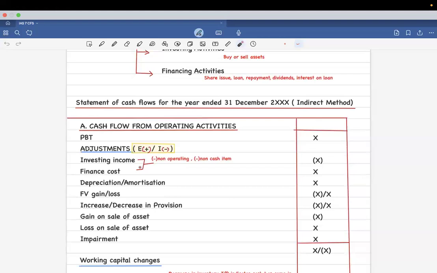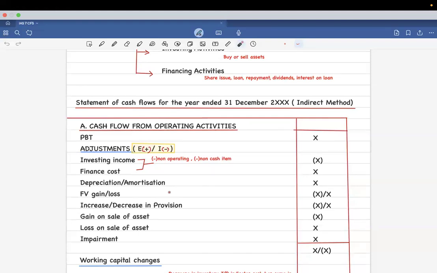Among that, the first one is the investing income. So whatever is earned on the investments, we're going to reverse it. And the second is finance cost, which is also not an operating activity. The next thing that we reverse is the depreciation or amortization. Depreciation and amortization is not a cash related transaction, it is just an expense. So it might have been deducted from the profit, and what we do is we're going to add it back.